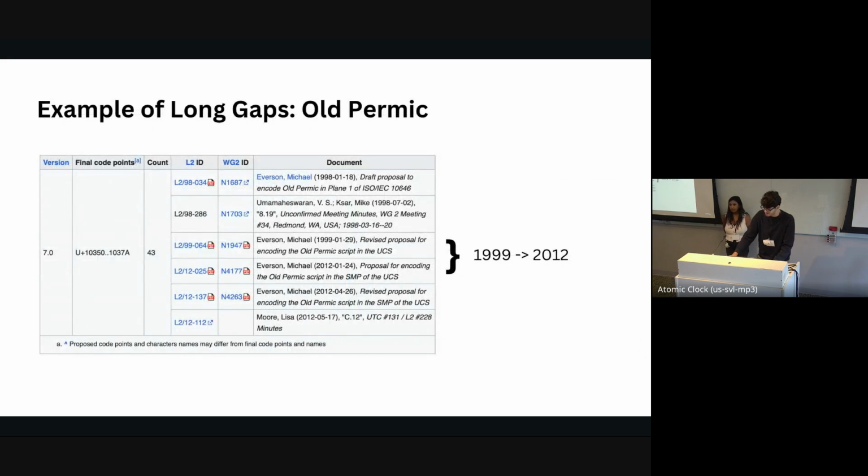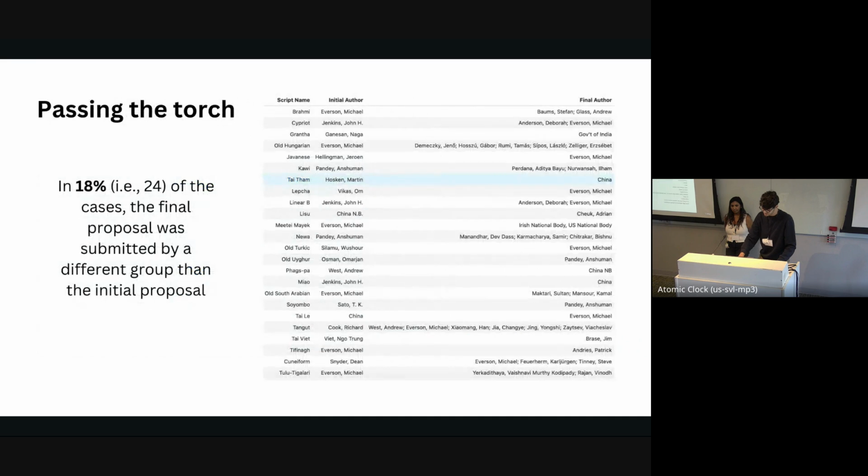So for an example of a long gap, you have Old Permic, where Michael Everson, who is Unicode's most prolific proposal author, which we'll talk about further on as well, submitted a first proposal in January 1998 and January 1999, and then left it untouched for 13 years, and then picked it back up in 2012 when he submitted two submissions in quick succession, and then got it approved for inclusion in Unicode 7.0. We can also guess from the sparse minutes in 1999 that it was initially dropped because it was a pretty infrequently used script important to scholars, which at the time was hard for the review committee to judge whether to include it or not. So I guess later on it got picked up again and resubmitted.